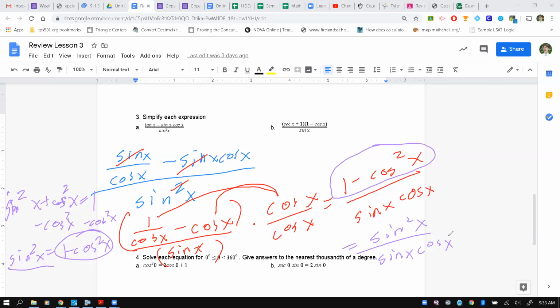And then we could do that same trick we did before. We've got a sine of x in the numerator and the denominator, so we could cancel out. That'd leave us with sine over cosine. And what is sine over cosine? Tangent. Yay!